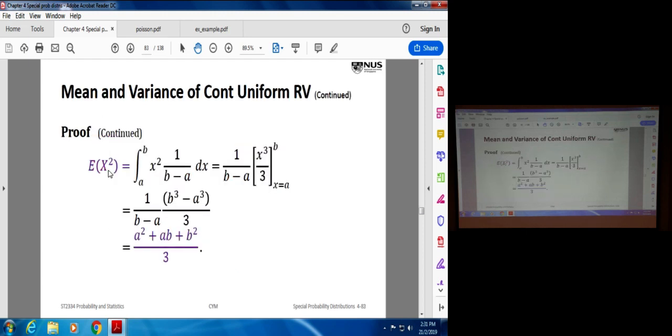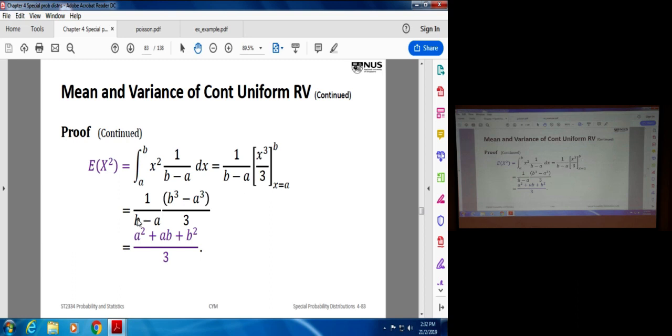By definition, that is equal to the integral over the range of support of the random variable, a to b, of the function x squared multiplied by the PDF, which is 1 over b minus a, integrating with respect to x. The integral here is not an issue. 1 over b minus a comes out of the integral, and I want to integrate x squared with respect to x, which is x cubed over 3, and I go between the limits a and b.